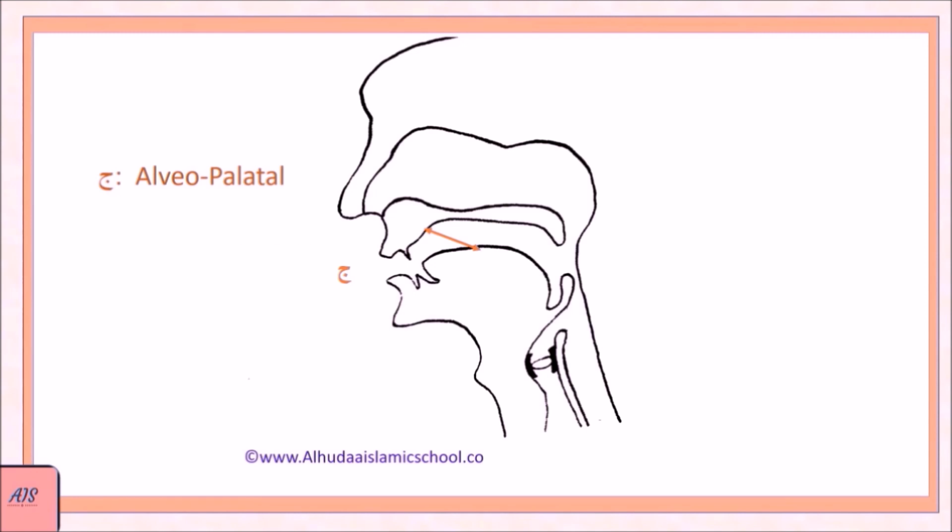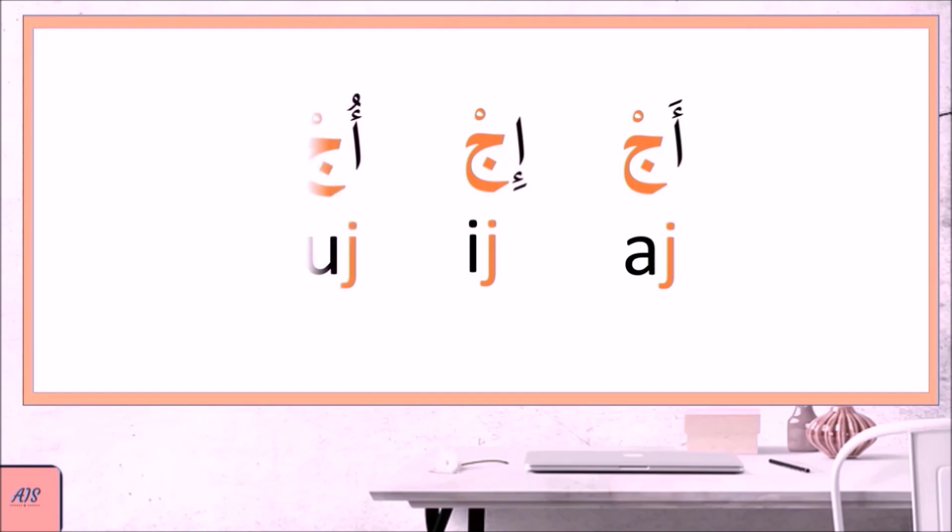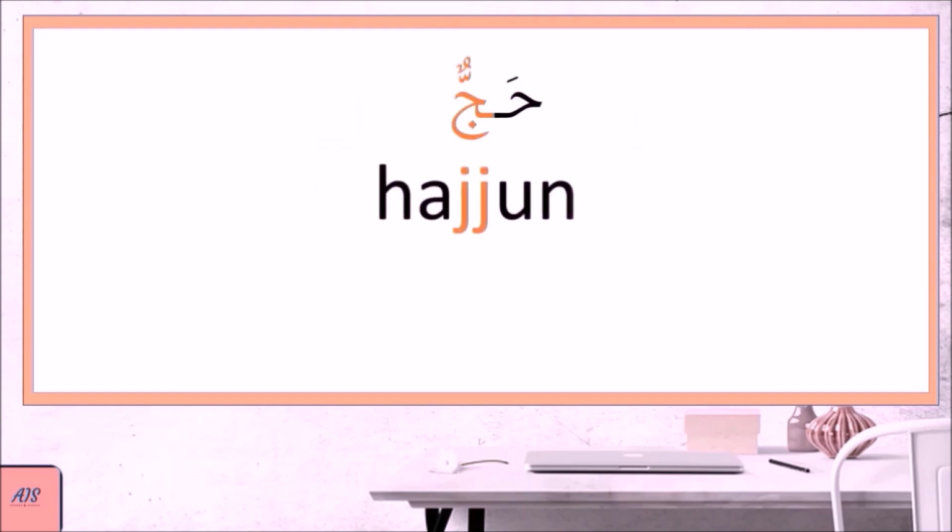And finally, jim. It is produced by placing the middle of the tongue at the very front of the palate. And because of the closeness of this area to the alveolar ridge, the sound ja produced is called alveopalatal. As regards its manner of articulation, it is affricative. That is, the airstream from the lungs is briefly stopped and later released with a lot of friction. The letter jim with fatha, pronounced as ja, is a voiced sound. Now you can say aj, ij, uj, hajjun.